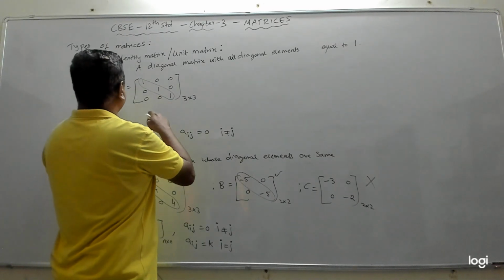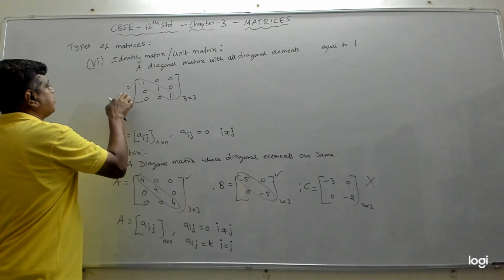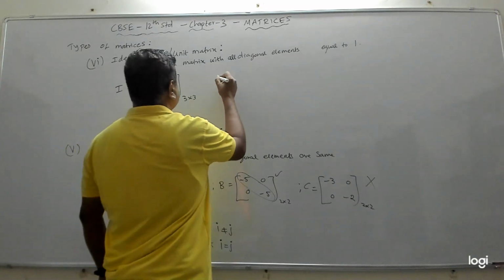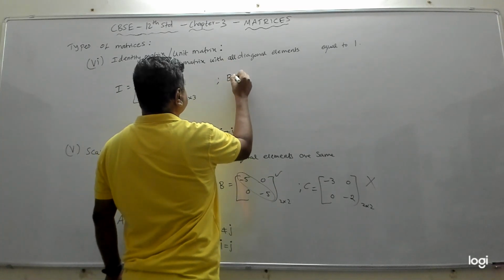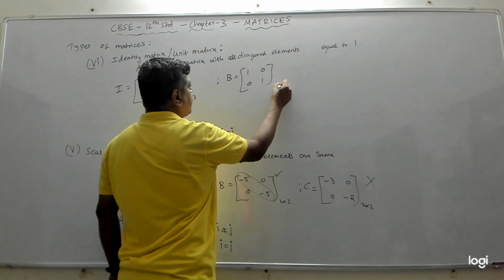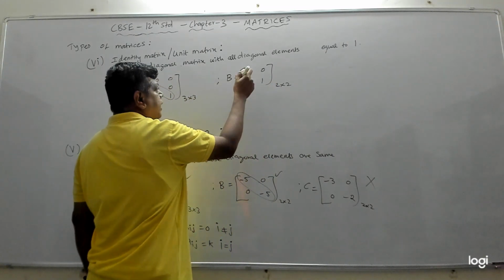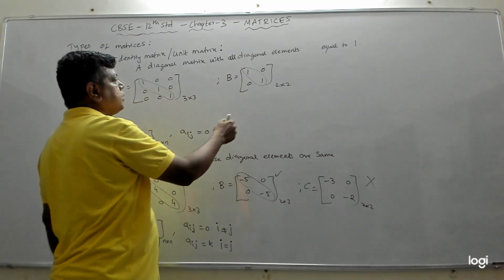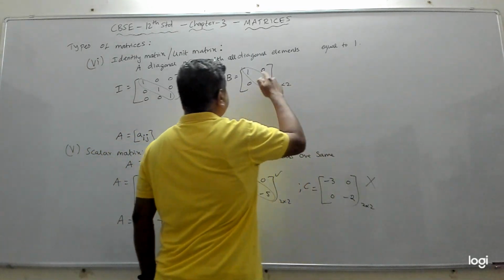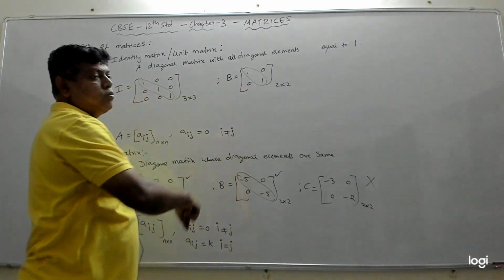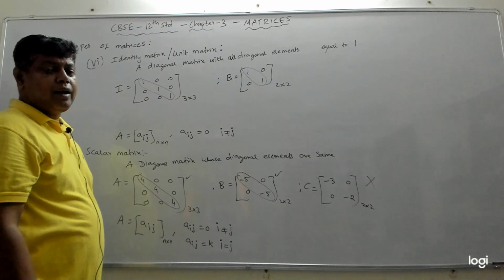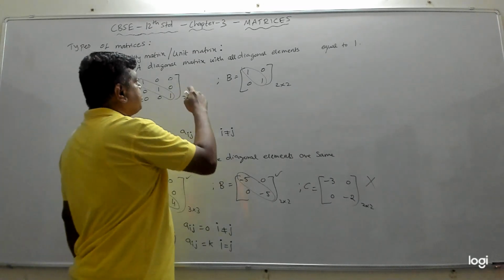Generally the identity matrix is denoted by the letter I. Suppose I have another matrix B: 1 0, 0 1. This is also an identity matrix of order 2 cross 2 because these two diagonal elements are equal to 1, and it is a diagonal matrix because the non-diagonal elements are 0. Then you call that an identity matrix or unit matrix.